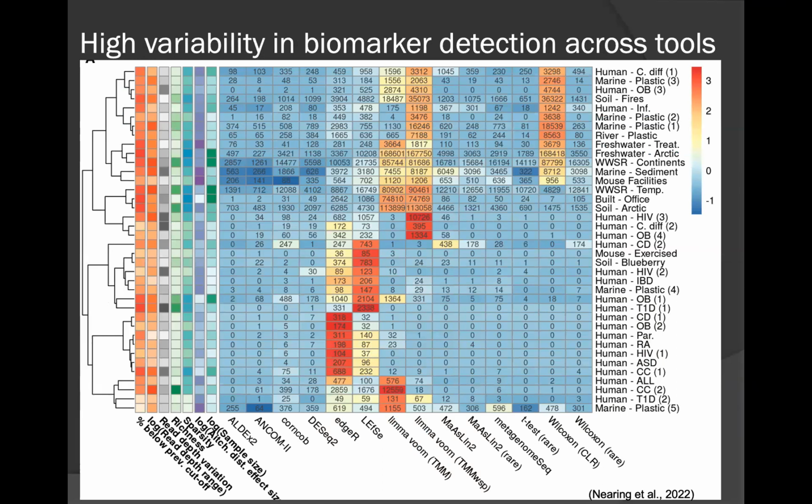And this is, I guess, one of their take-home plots, which is super busy. What this is showing is each of those different data sets on the x-axis. So we have human, marine, soil, lots of human, some freshwater, river stuff from Robyn's plastic stuff, or meta-analysis. And then the other way, essentially, is our tools. The number here is just how many features they identified as significantly different between the two groups in those data sets. What you would hope is that across each data set, you would have a fairly consistent number. And we don't see that.